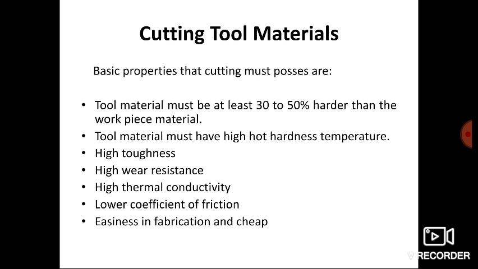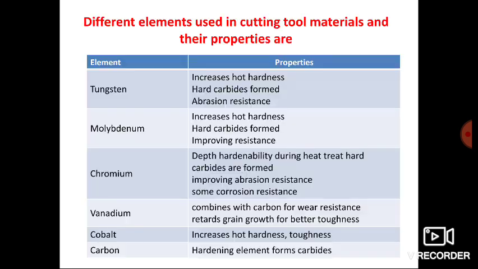Then a lower coefficient of friction, as there is friction between the cutting tool and the workpiece, but the cutting tool should offer low friction. Then easiness in fabrication and cheap. So the cutting tool material should be cheap, because if it is costly, then the cost of production will increase, and ultimately the cost of the product will increase. So the cutting tool material should be cheap. And easiness in fabrication, so you should be able to fabricate it easily. So these are some properties that the cutting tool material should possess.